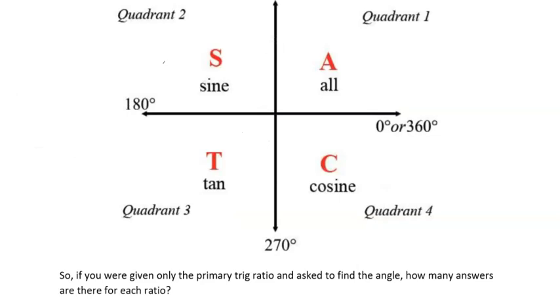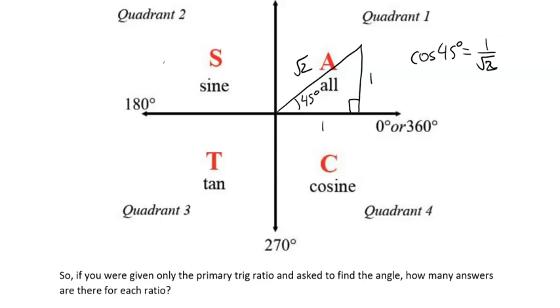So if you were given only the primary trig ratio and asked to find the angle, how many answers are there for each ratio? Well, there's going to be 2. Let's go back and look here for a minute at this. If I have a 45-degree angle, this side is length 1, this side is length 1, this side is length root 2, and the ratios of those are always going to simplify to that, then I can tell you that cosine of 45 degrees would be 1 over root 2. Now, we could rationalize the denominator, and ideally we should, but I'm not going to do that here just for the purpose of what I'm trying to show you.